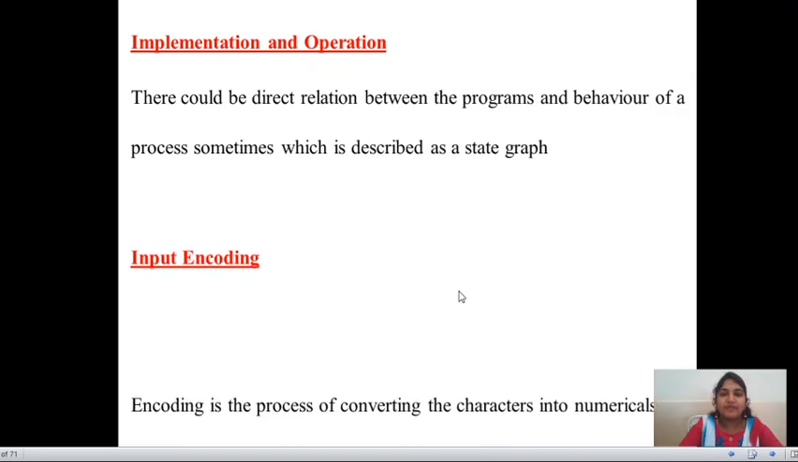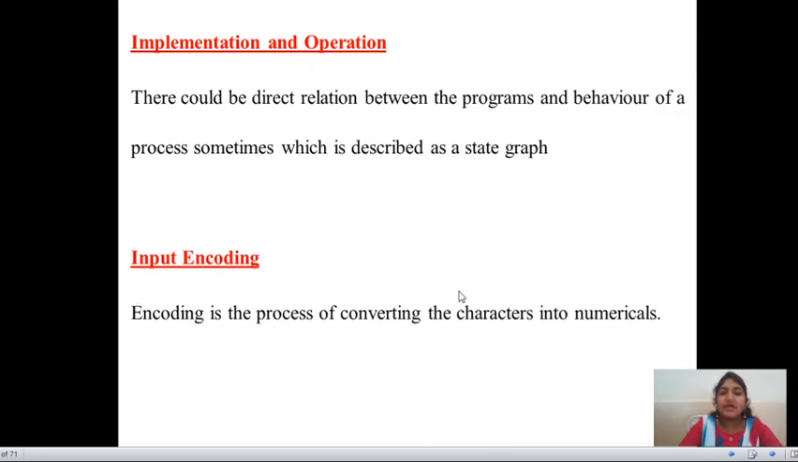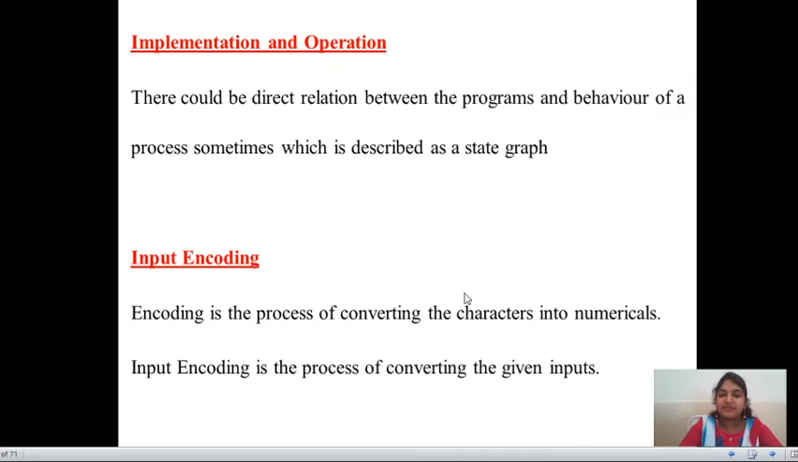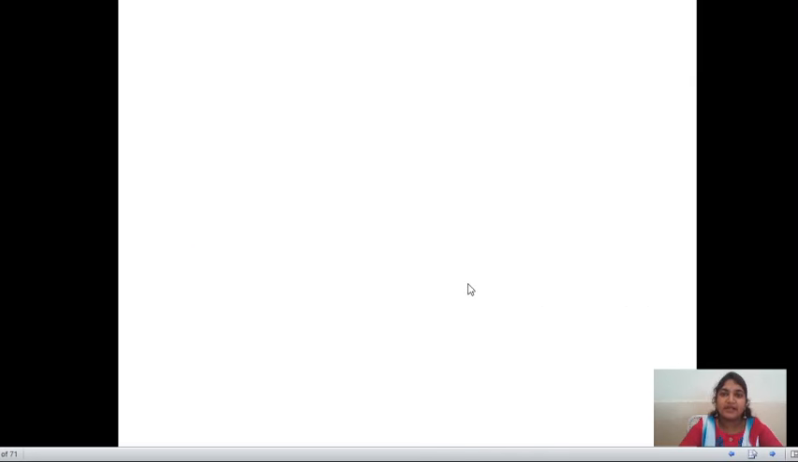Next, what is meant by input encoding? The name itself tells us: giving the input, and encoding is the process of converting the characters into numericals. In some cases there is a need to convert the characters into numericals. In those cases, input encoding is the process of converting the given inputs.